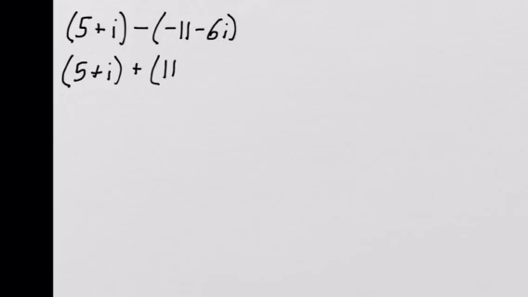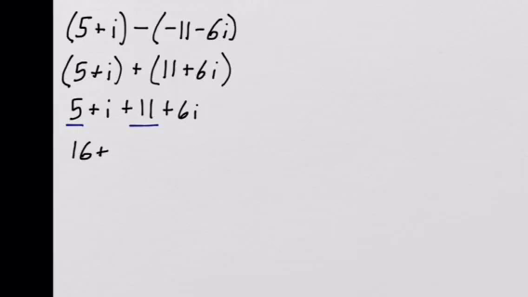plus 11 plus 6i. And at this point, we could get rid of the parentheses here. 5 plus i plus 11 plus 6i. And now we're just going to combine like terms. So we have a 5 and an 11 without an i. Those add to 16. And then we have an i, and we have a 6i. Those add together to be 7i, so we get the answer of 16 plus 7i.